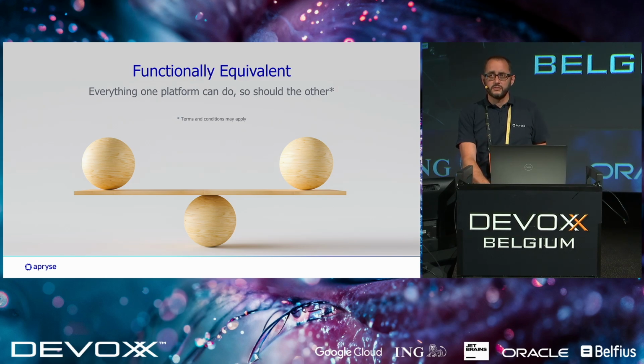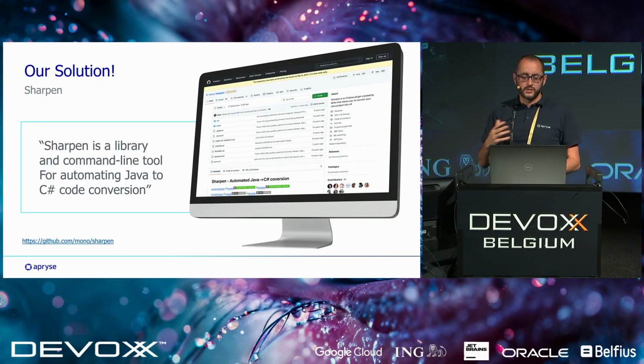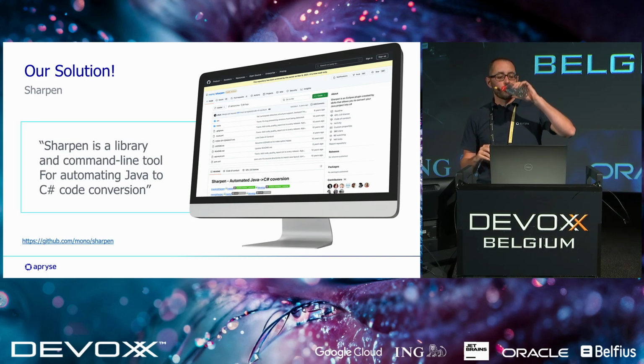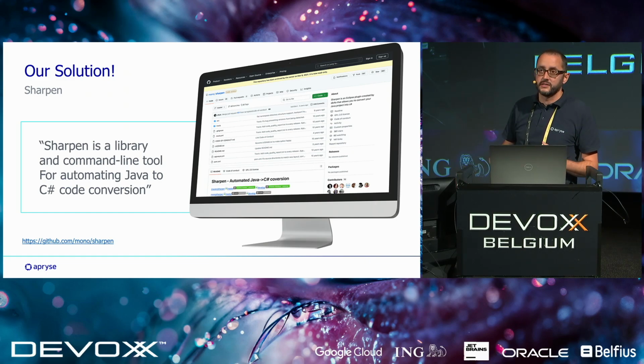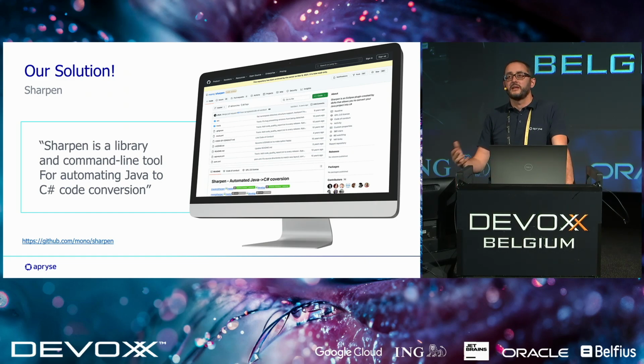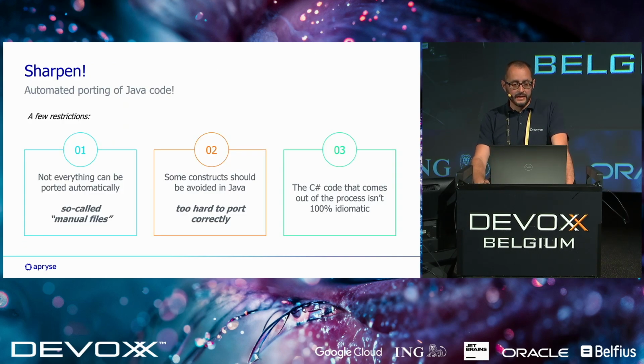So we have a solution to do that. It's not our solution, but it's an open source command line tool, a library, that you can use. It's online on GitHub. The URL is at the lower left. It translates Java code to C# code. It works perfectly fine out of the box for simple use cases. But for iText, we needed a bit more. So we made a lot of extensions on top of Sharpen.